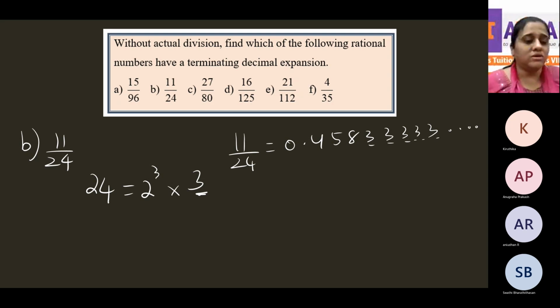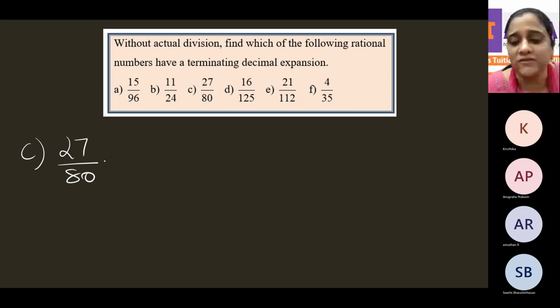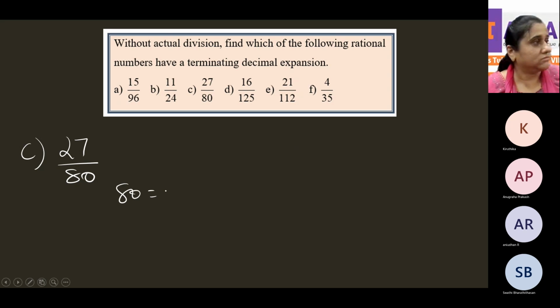Now let's do the next one. With that, I think you should be able to understand clearly. Look at C, 27 by 80. Is it in the simplest form? Can you simplify this any further? No. So take up the denominator. 16 fives are 80. So 2 to the power 4 into 5.